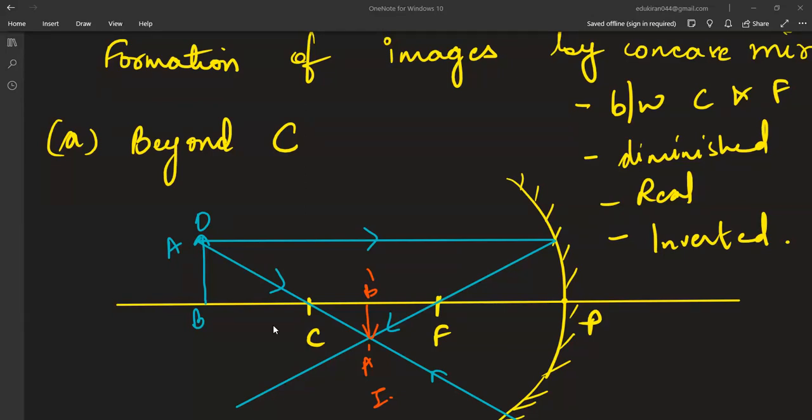Yes, real images are formed in front of the mirror, whether it's formed above the principal axis or below the principal axis. That time also you consider it real.